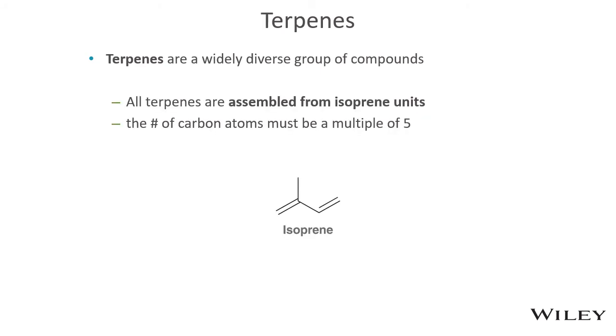And the last class of lipids that we'll talk about are the terpenes. Terpenes are a widely diverse group of compounds. And the interesting thing about terpenes is they're all assembled from isoprene units. So this is an isoprene molecule here. An isoprene unit is simply redrawing the molecule without the double bonds.